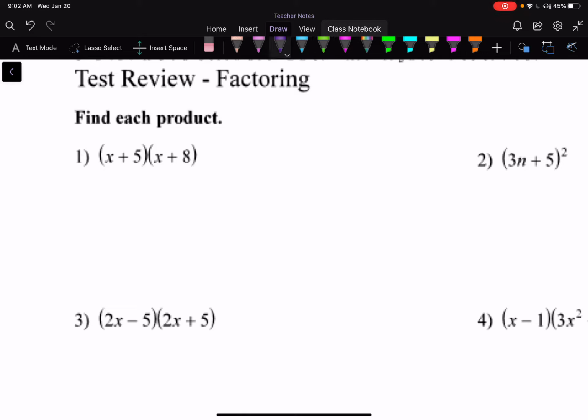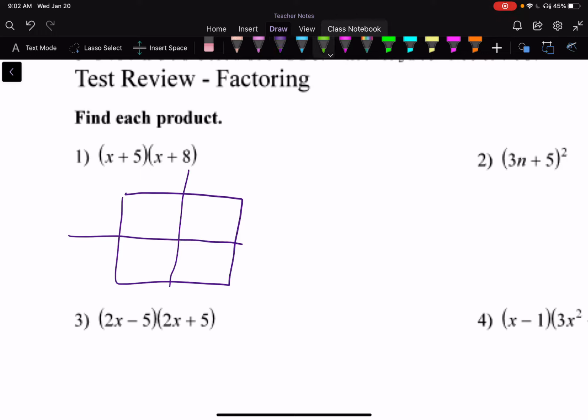So number 1 is a 2 by 2 box because it's a binomial times a binomial. I'm going to draw my box, 2 spots on the top, 2 spots on the side, and fill it in. x and positive 5, x and positive 8. And remember, everything within the box is a multiplication problem. So my first square gives me x squared, then 5x, then 8x, and then 40.